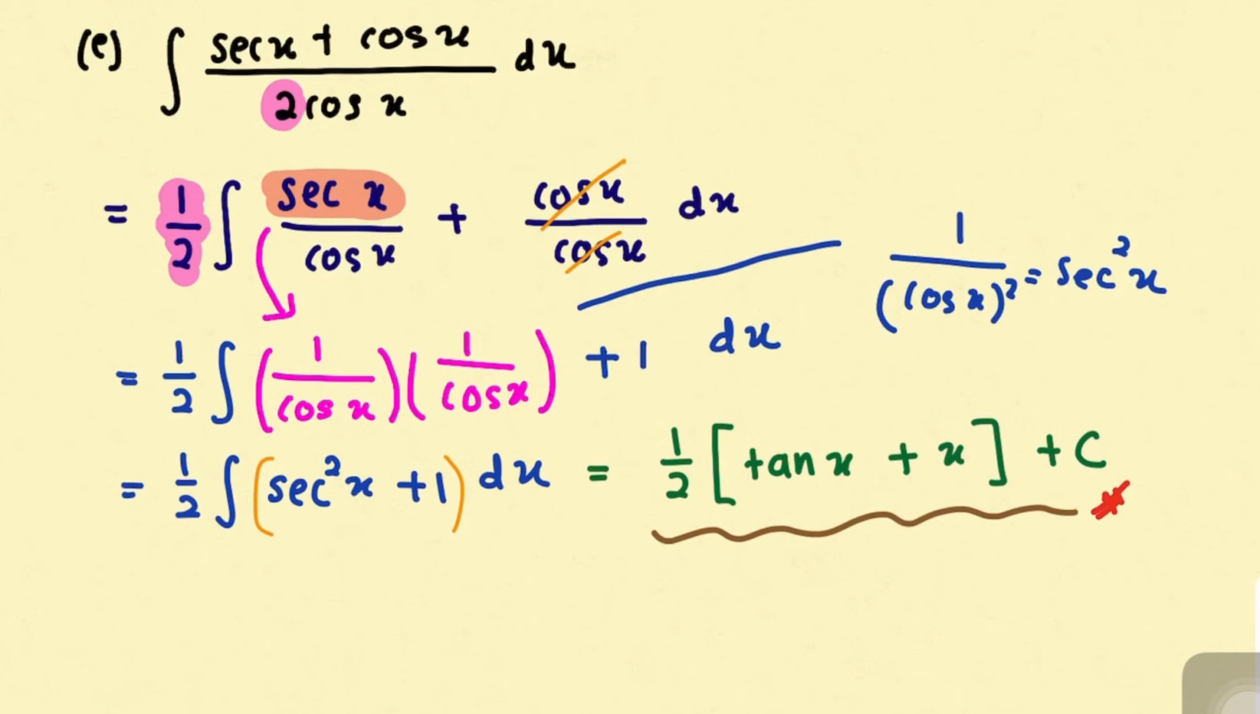Okay, and let's further simplify this. 1 over cos times 1 over cos is just 1 over cos squared, and this is just secant squared. So now we are ready to integrate. We now have half the integral of secant squared plus 1, dx. So we already have in your formula list, integrate secant squared is just tangent. Integrate 1 is just x. Don't forget to write the constant outside, and everything else is in brackets, plus c. Therefore, this is your final answer.